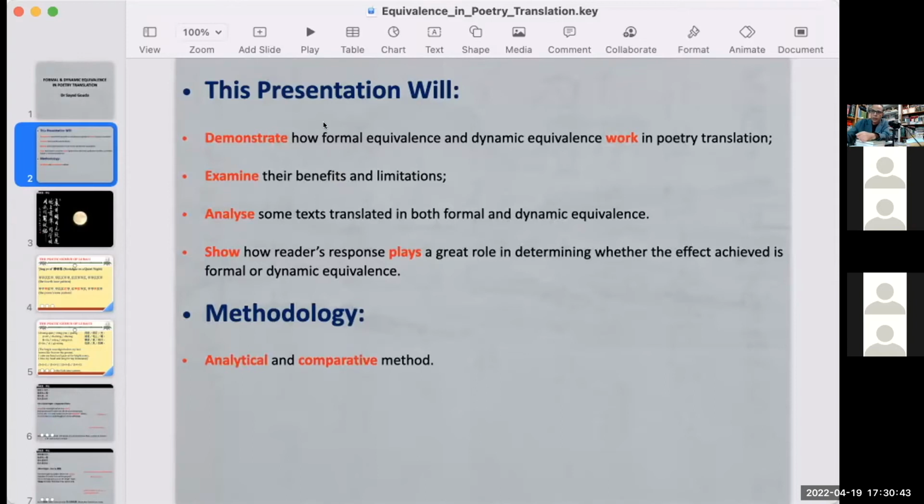In this simple presentation, I will try to demonstrate how formal equivalence and dynamic equivalence work in poetry translation, examine their benefits and limitations, and analyze some translated texts in both formal and dynamic equivalence, and show how readers' response plays a great role. Readers' response is a literary theory, so it depends on you as a reader, how you would read the poem and how you would understand and analyze it.